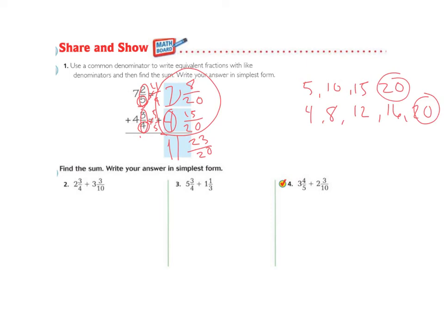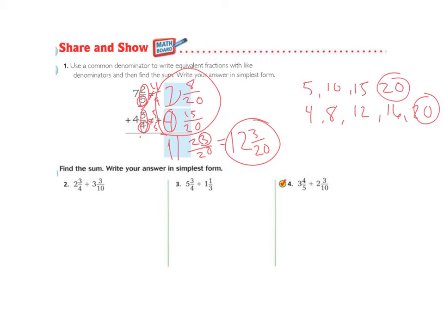Now I have to simplify my fraction. So 20 can go into 23 one time with 3 left over. So if I take that one whole and I add it to my 11, I'm going to get 12. So a simplified form is going to be 12. Remember, I have 3 left over 20. So the answer is 12 and 3 over 20.